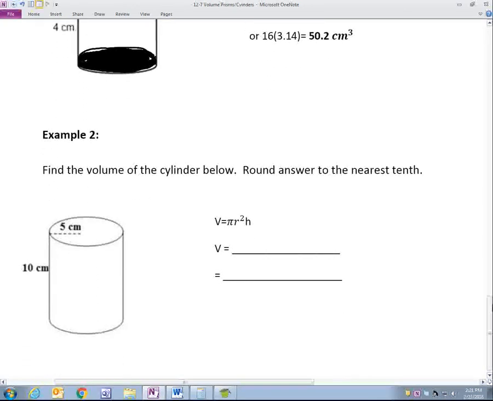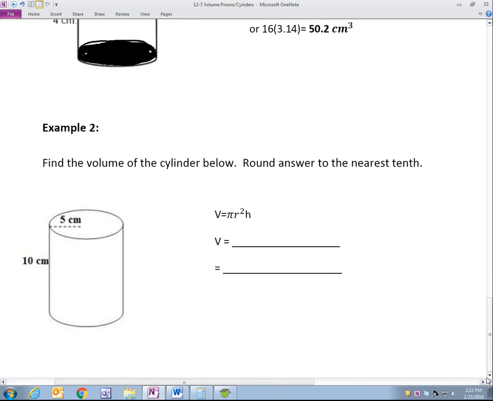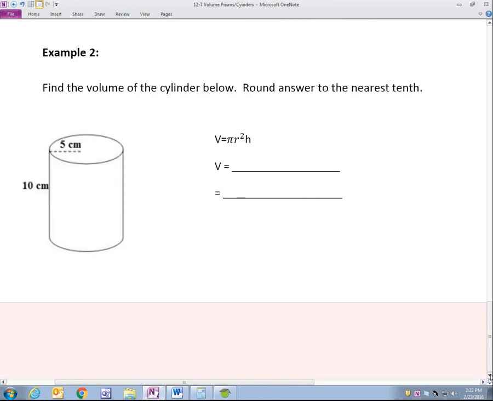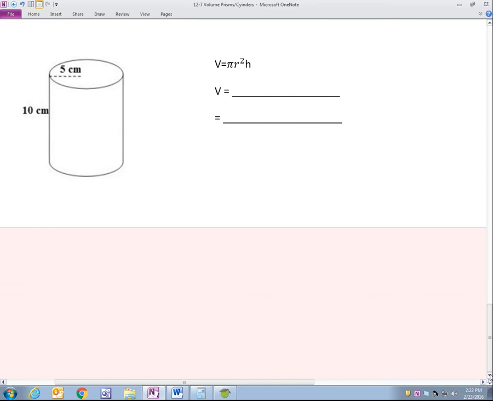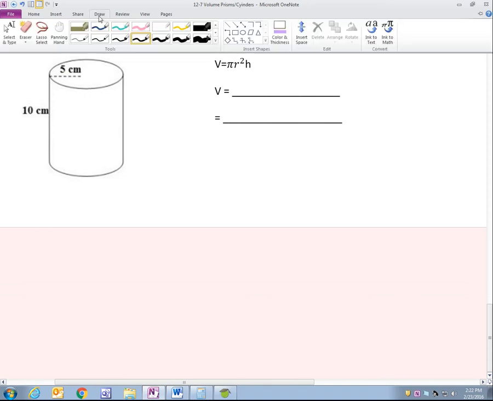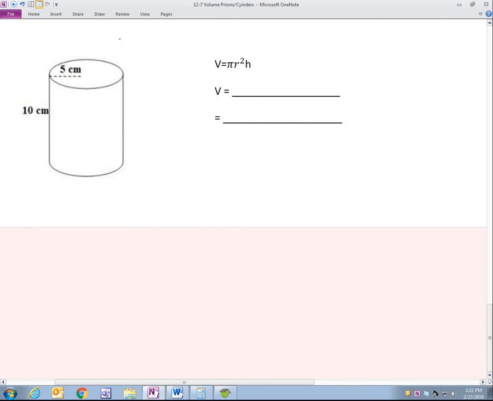So we get 50.2 centimeters cubed. Now let's try it ourselves. Find the volume of the cylinder below. Once again, it gives us the radius, but I'm still going to identify everything. My radius is 5 centimeters. My height, please stop tapping your feet, is 10 centimeters.